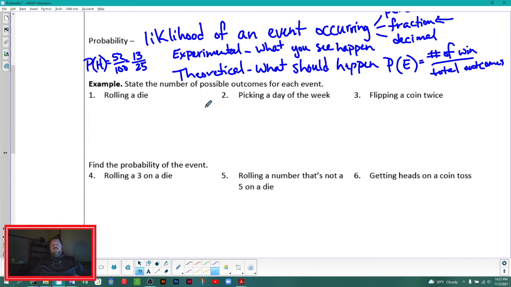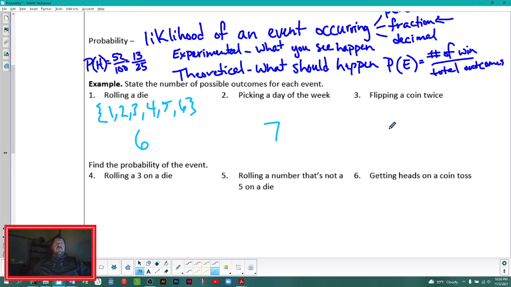The first three problems, we want to find the number of possible outcomes for each event. So the possible outcomes for rolling a die, you don't have to necessarily write what they are. It's just asking for how many there are. But we have 1, 2, 3, 4, 5, and 6. So there's 6 possible outcomes. For picking a day of the week, Monday, Tuesday, Wednesday, Thursday, Friday, Saturday, Sunday, there's 7 possible outcomes.